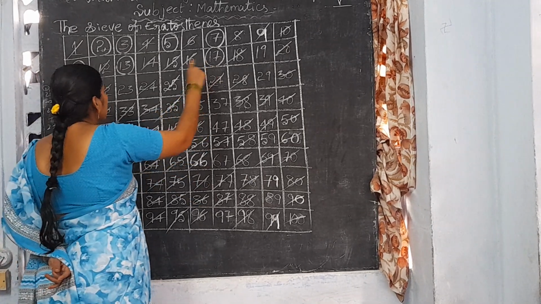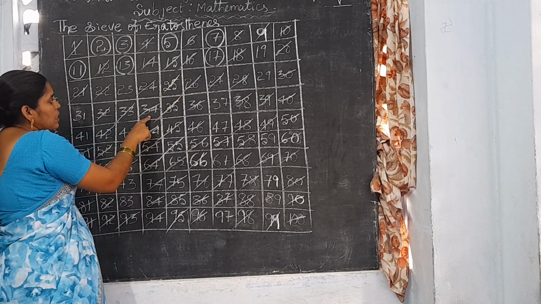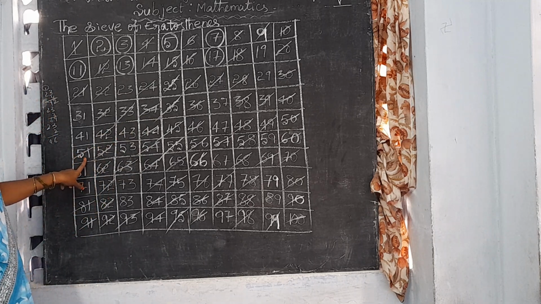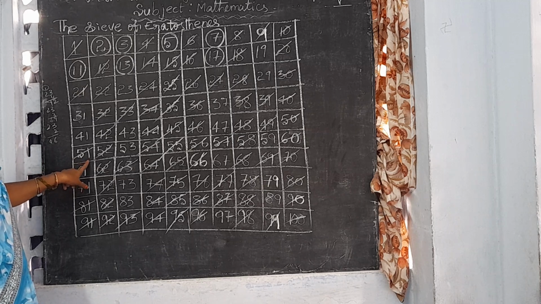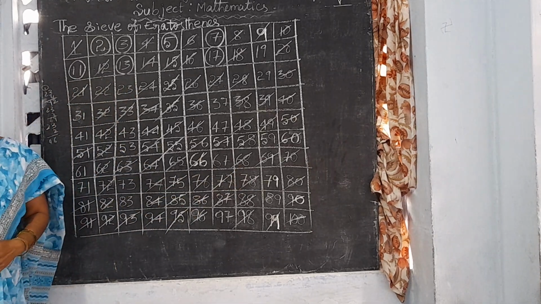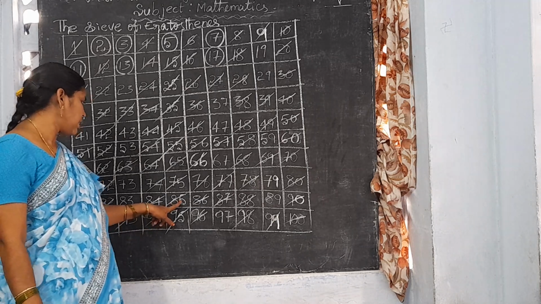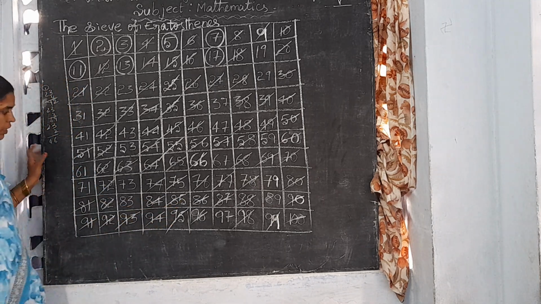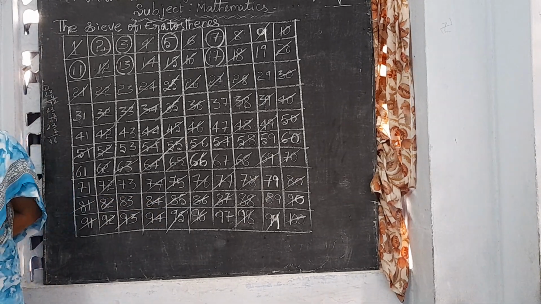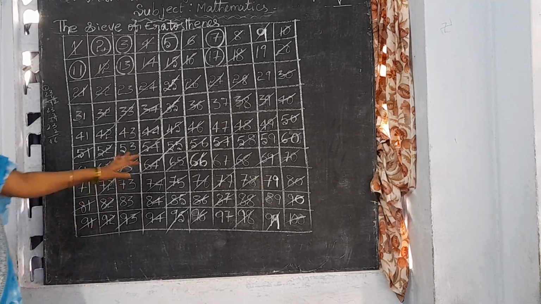17 ones are 17. 17 twos are 34. It is already cancelled. 17 threes are 51. It is also cancelled. 17 fours are 68. It is cancelled. Now 17 fives are 85. It is also cancelled. Now 17 sixes are 102, not there in this table. Okay children, so leave that one.